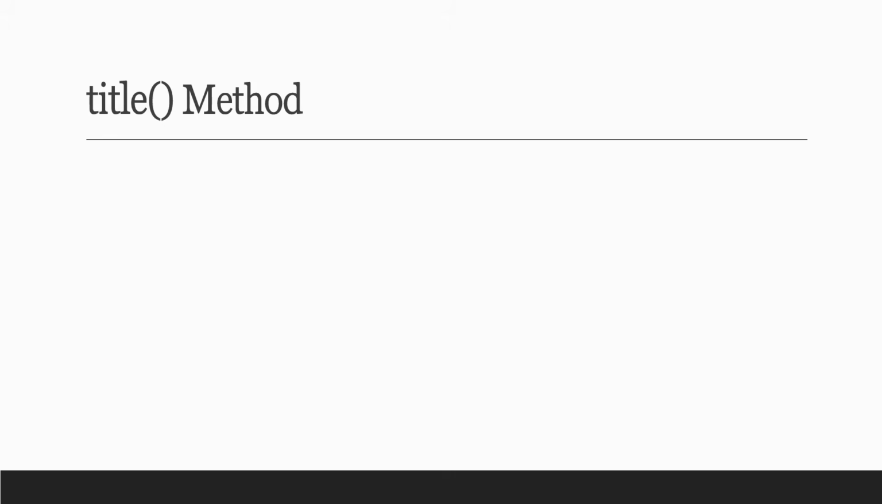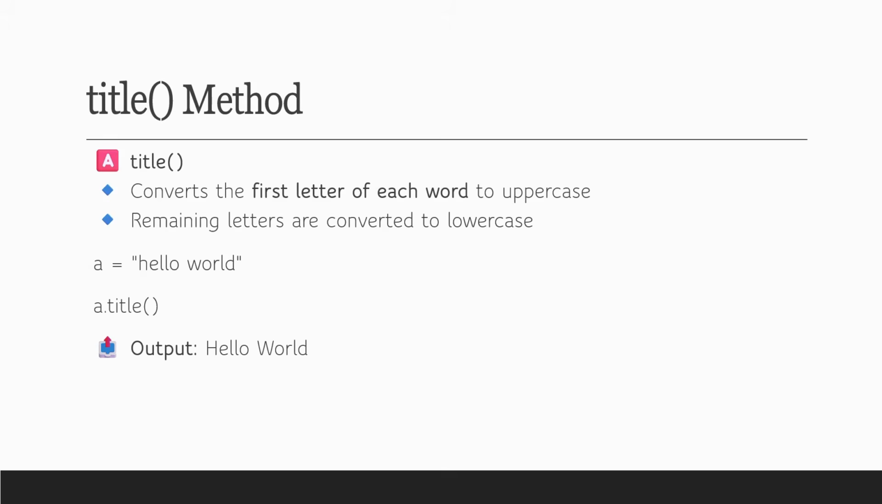Title method. The title method is used to change the format of a string. It converts the first letter of every word into uppercase, while the remaining letters become lowercase. This method is useful when we want to display text neatly.